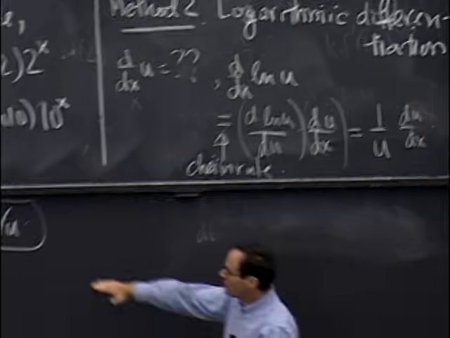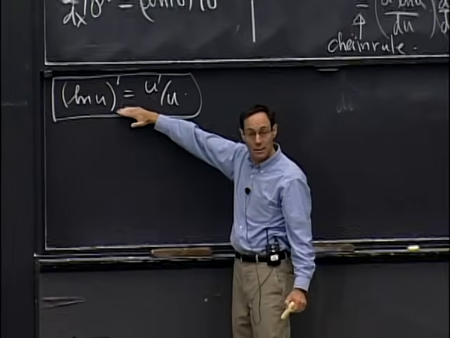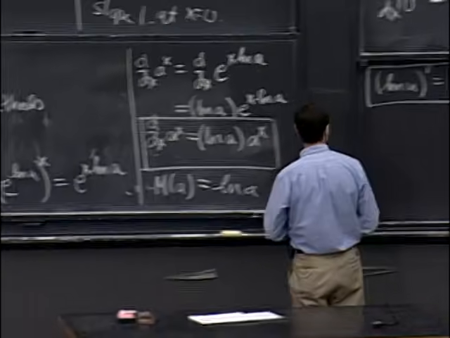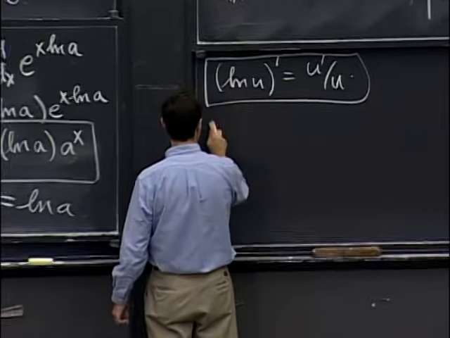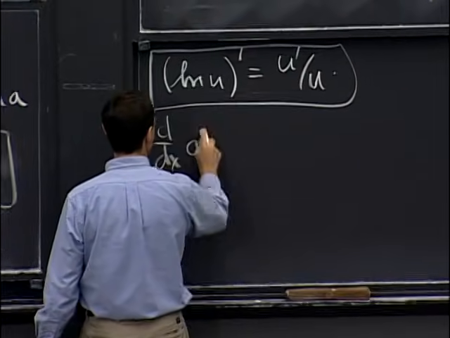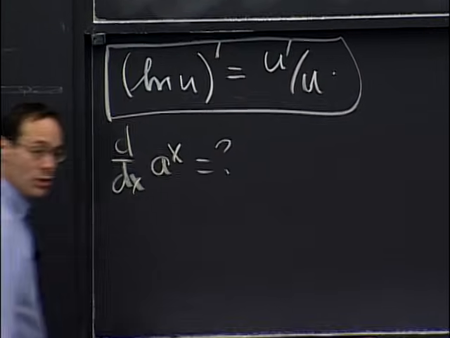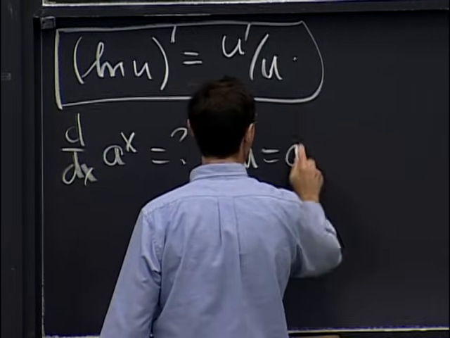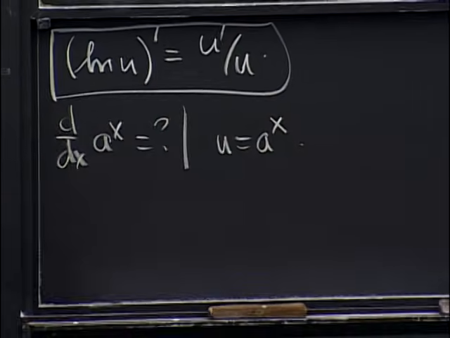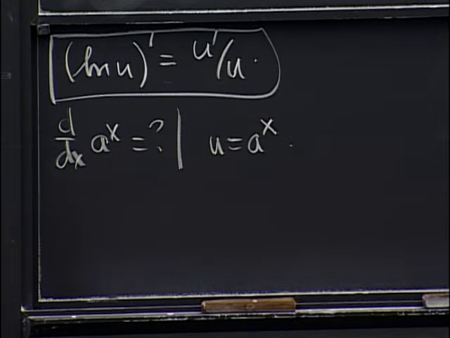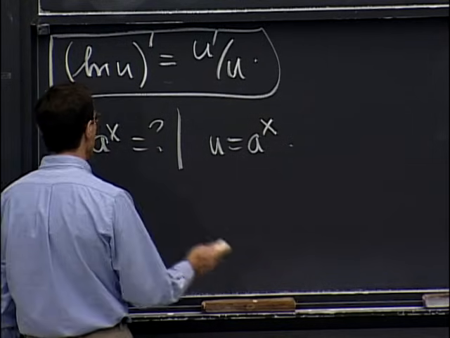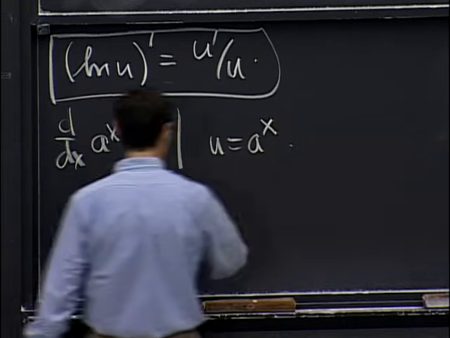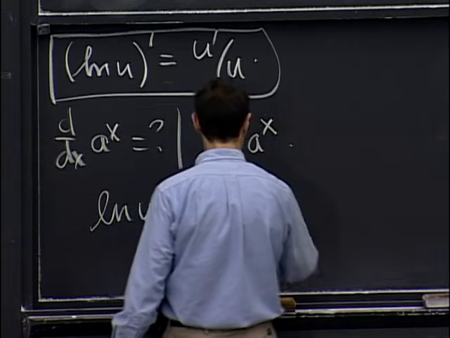All right, so now I've worked out this identity here. And now let's show how it handles this case, d by dx of a to the x. In order to get that one, I would take u equal to a to the x. All right? And now let's just take a look at what log u is. Log u is equal to x log a.